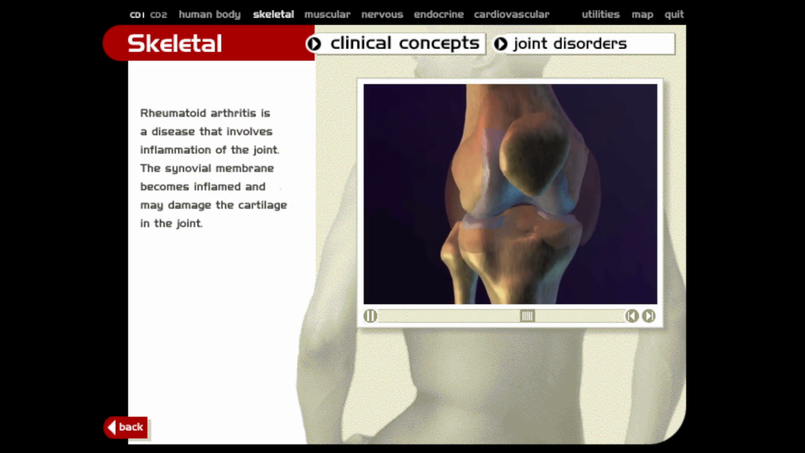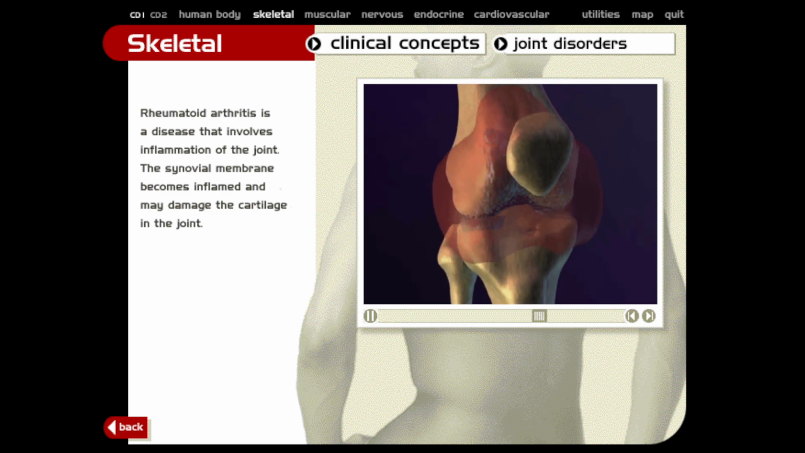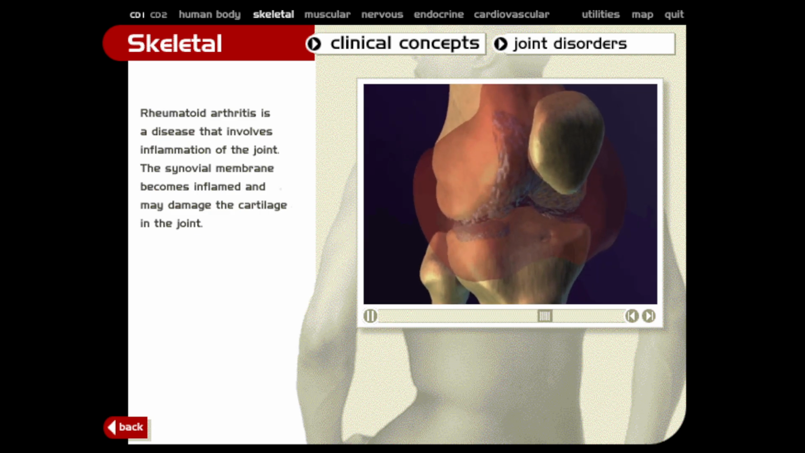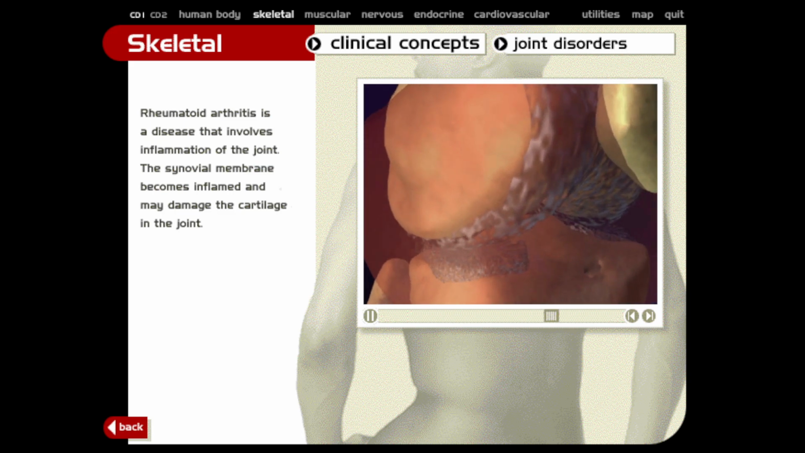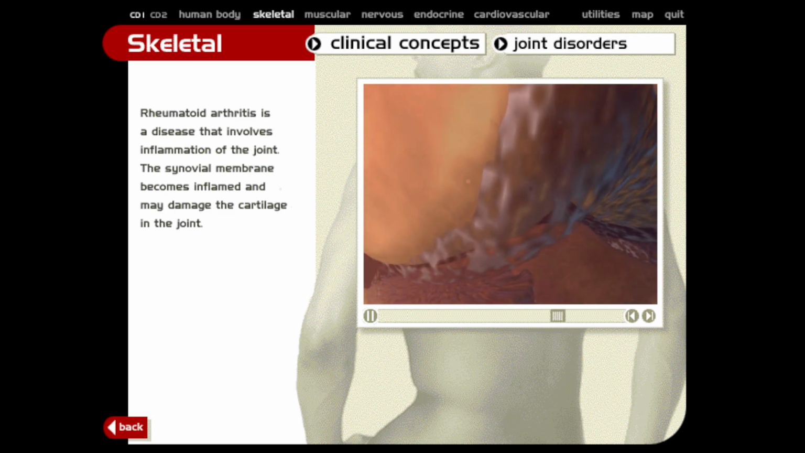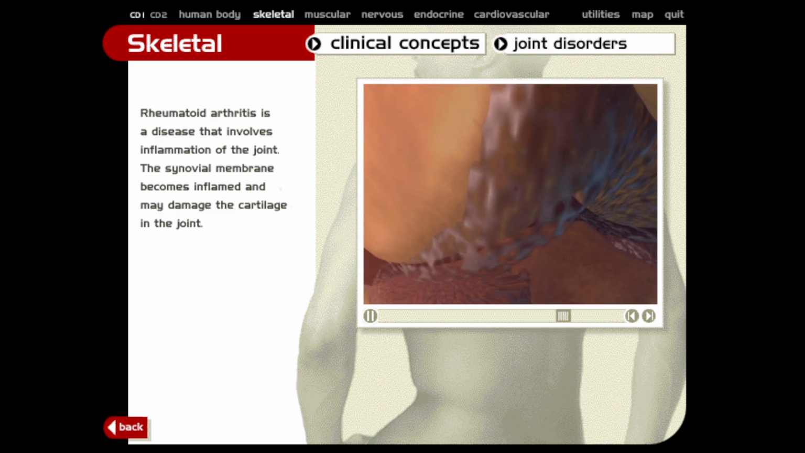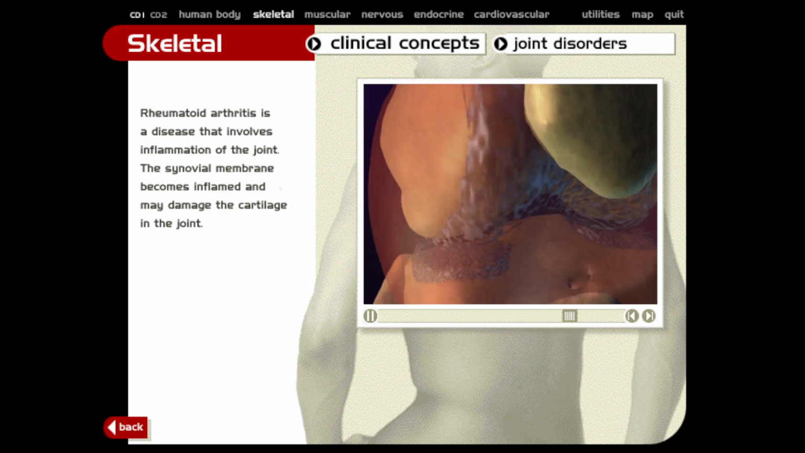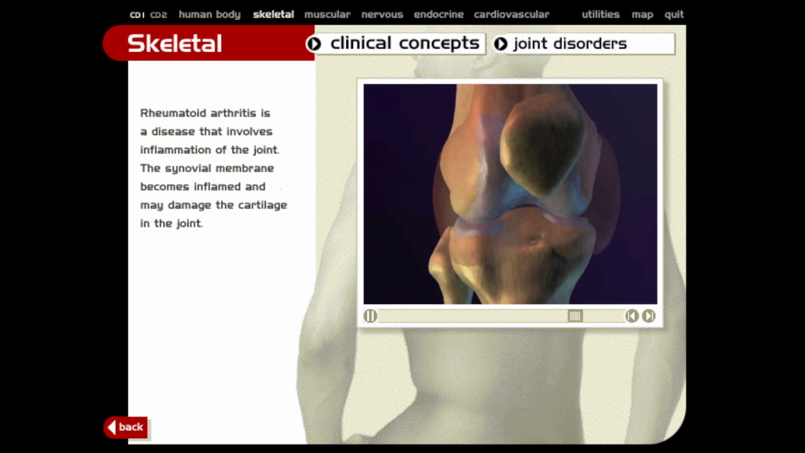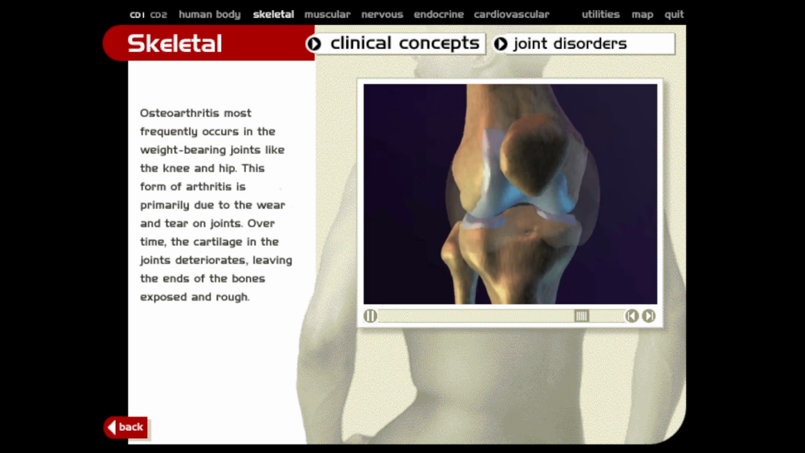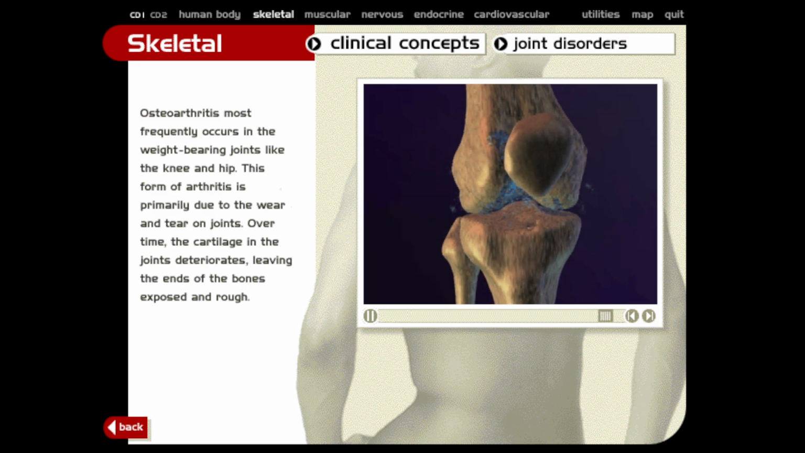Rheumatoid arthritis is a disease that involves inflammation of the joint. The synovial membrane becomes inflamed and may damage the cartilage in the joint. Osteoarthritis most frequently occurs in the weight-bearing joints like the knee and hip. This form of arthritis is primarily due to the wear and tear on joints. Over time, the cartilage in the joints deteriorates, leaving the ends of the bones exposed and rough.